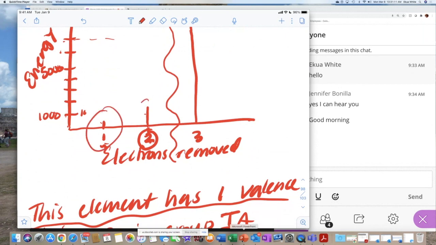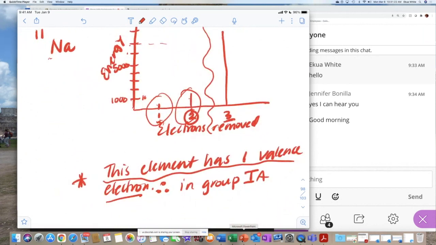They didn't require as much energy to remove, but the third electron requires way more energy because you're trying to remove the electron from an energy level that is filled and stable. So this element, which is not sodium anymore, we're now looking at magnesium, has 2 valence electrons. They're the cheapest ones to remove. They cost us less energy. And this is therefore in group 2A.